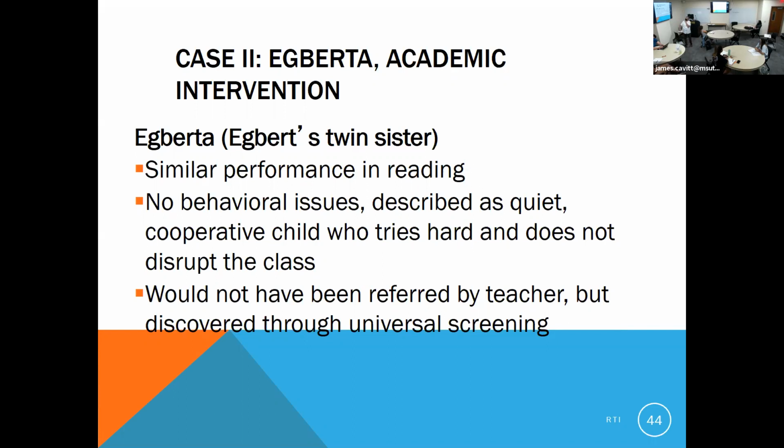So similar performance in reading as Egbert. She's not a behavior problem, which is very typical of girls. Girls that have learning disabilities tend to be very withdrawn and quiet. They don't tend to act out. Boys tend to act out. They're externalizing kids, and girls are internalizers. Pretty much, you guys agree with that? We've experienced that all the time.